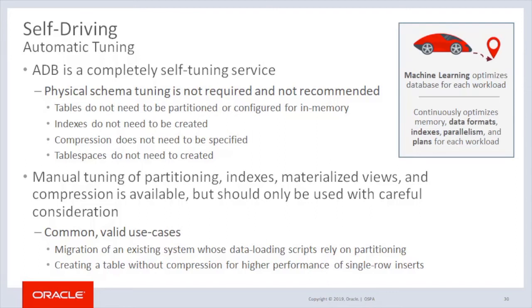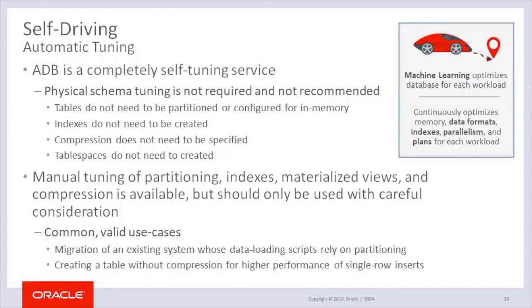Number 2, in general, indexes should not be used on tables for performance reasons. Autonomous Database and the Exadata platform it runs on provide automatic enhanced indexing for data retrieval that in most cases performs better than manual indexing. Number 3, Autonomous Databases use compression of data in the database, so additional compression does not need to be used. Number 4, in-memory tables cannot be used in Autonomous Database. And number 5, tablespaces do not need to be created.